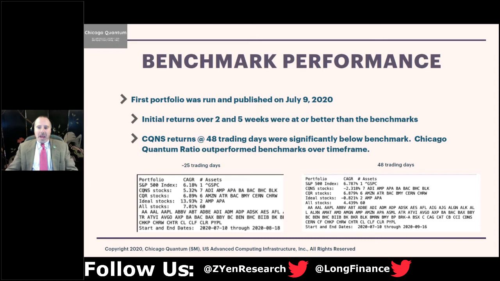So after a while, though, the returns actually fell below the market. The market has fallen since that first checkpoint, and the S&P 500 is still up around 7%. All stocks are up 4.4, those two ideal stocks are down about 1%. The Chicago Quantum Ratio, which again, similar to the Sharpe Ratio, which we also run, actually outperformed everybody.